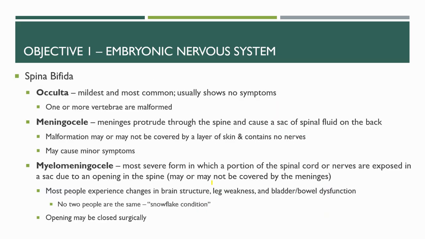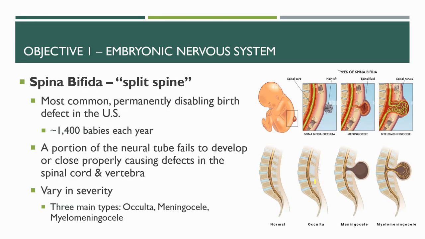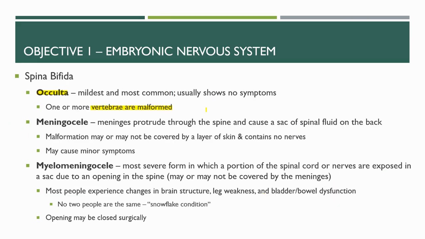And so we're going to take a look at 3 types. The first one is occulta. This one's fairly mild, and this is where you don't have vertebrae that are formed completely. So if we go back to the picture, you can see that here's occulta. Externally there doesn't really appear to be anything major. There's maybe a hair tuft on the back, but internally you can see that we're just missing a bone there, and the spinal cord is still protected. In fact, a person can probably go almost their whole life and not even realize that they have it. A lot of times they don't know until they have maybe an x-ray or something for some other issue.